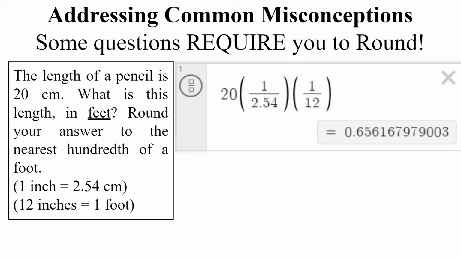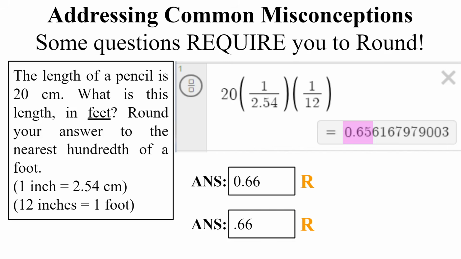So we're going to set up a unit conversion, and we're going to round to the 100th. You see, guys, the 100th is where the 5 is. The number to the right, 6, is 5 or bigger, so we're going to round up. So this would be 0.66. We cannot truncate because the question specifically forces us to round.